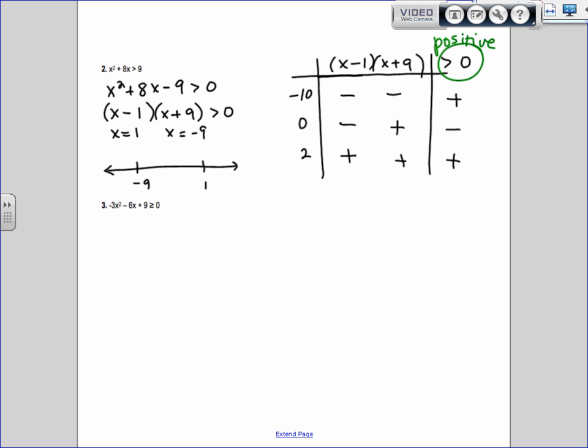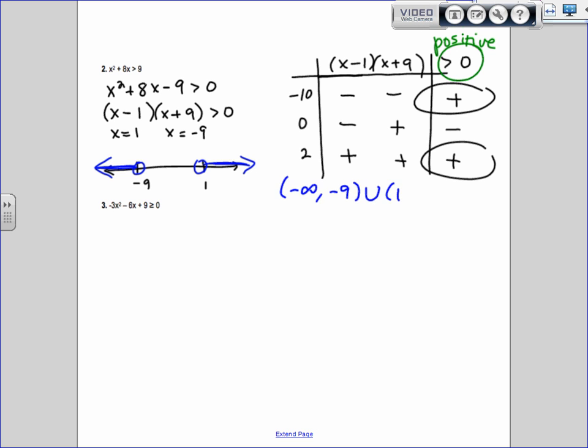Okay, so when I am looking for the things that are positive, it's on each end. So it's going to be on this end, and it's going to be on this end. And then my negative 9 and my 1 this time are open, because I just said greater than 0, I did not say greater than or equal to 0. So your final solution is negative infinity to negative 9, union 1 to infinity. That's it.